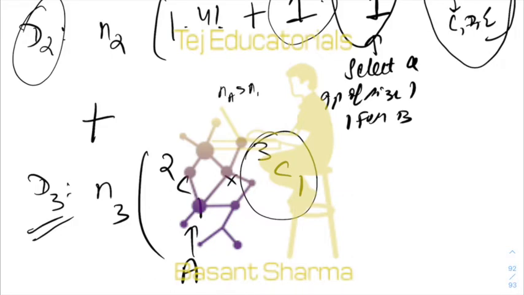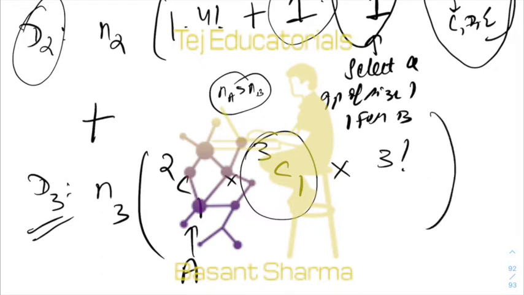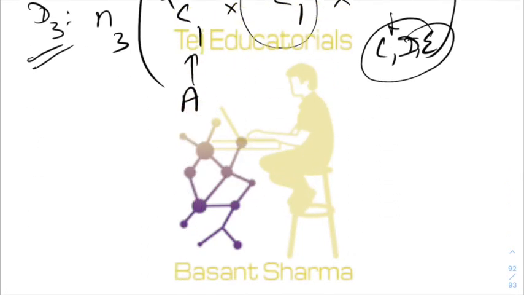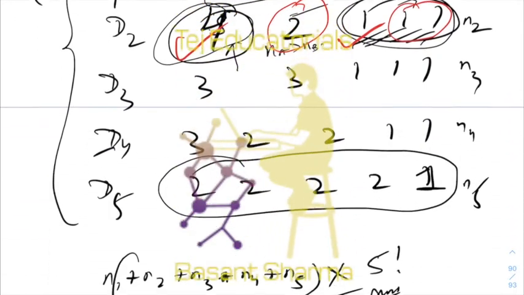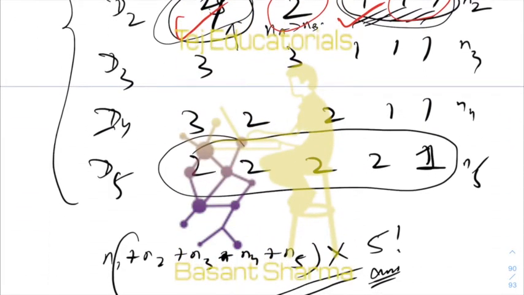greater than NB. So from the remaining groups of size 1, select one of them for B, and then there are three remaining groups. You give them to C, D, E in any way possible, in 3 factorial ways. Then similarly D4 would be N4. D4 is 3, 2, 2, 1, 1.